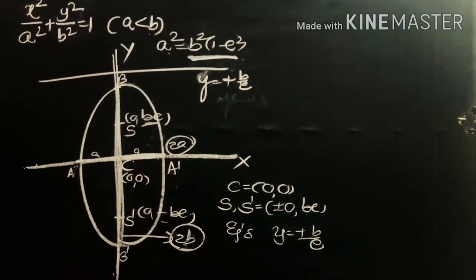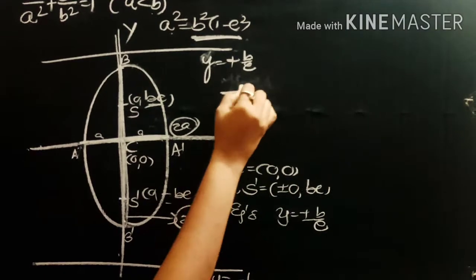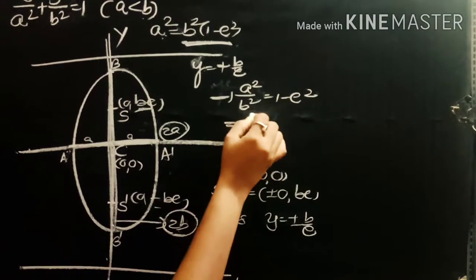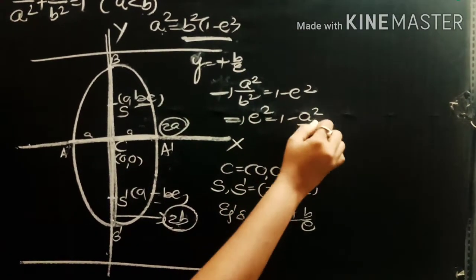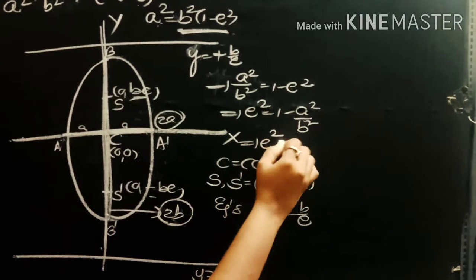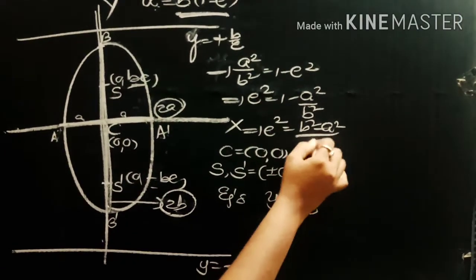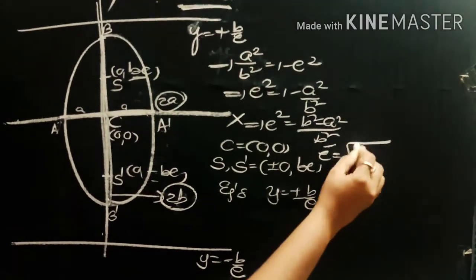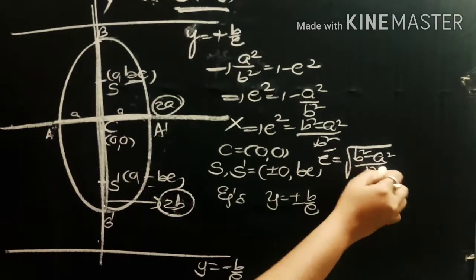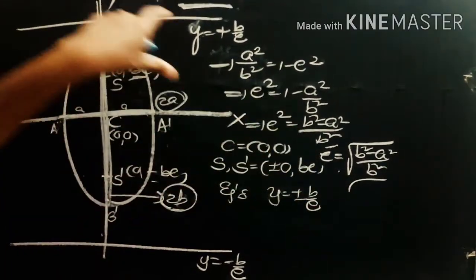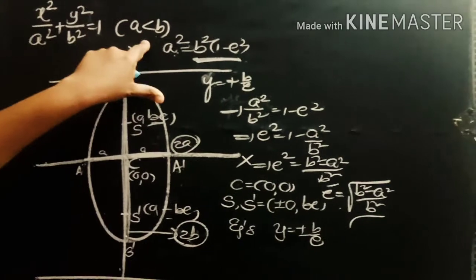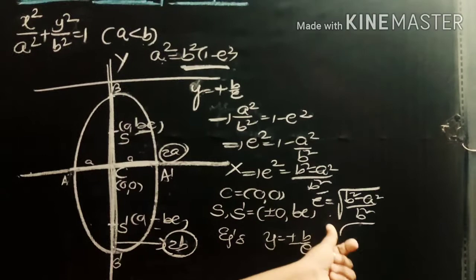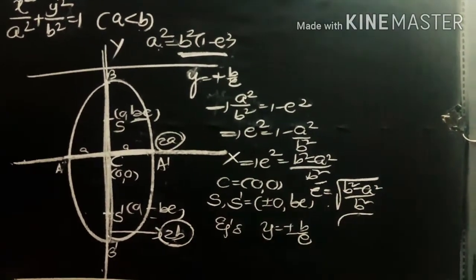From this equation we can find the value of eccentricity, which implies a square by b square equals 1 minus e square. That is, e square equals 1 minus a square by b square, which means e square equals b square minus a square by b square. Therefore, the eccentricity is equal to the square root of b square minus a square by b square. This is the eccentricity value only in the second case, when a is less than b. In the first case, we take the square root of a square minus b square by a square, but here we take the eccentricity as the square root of b square minus a square by b square.